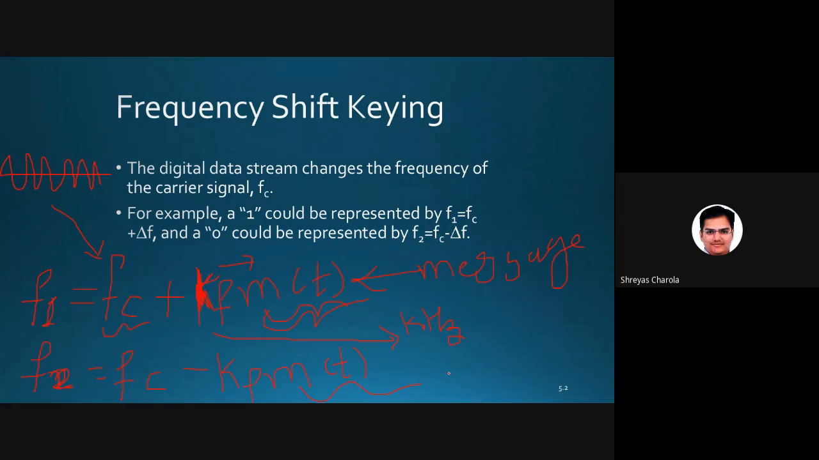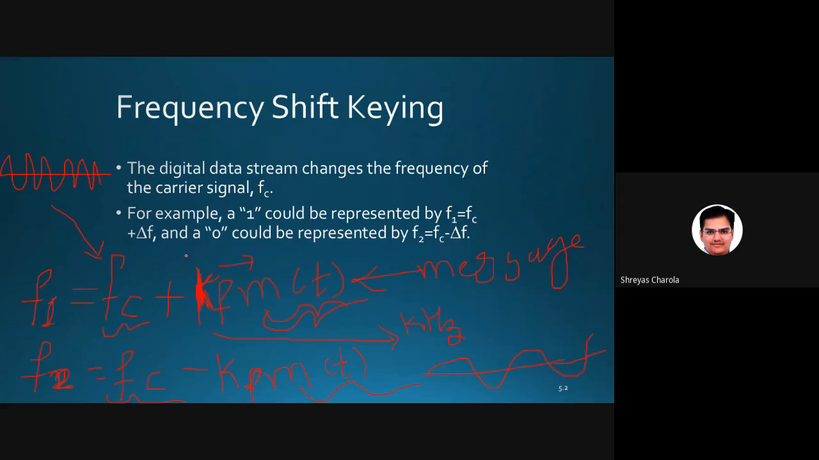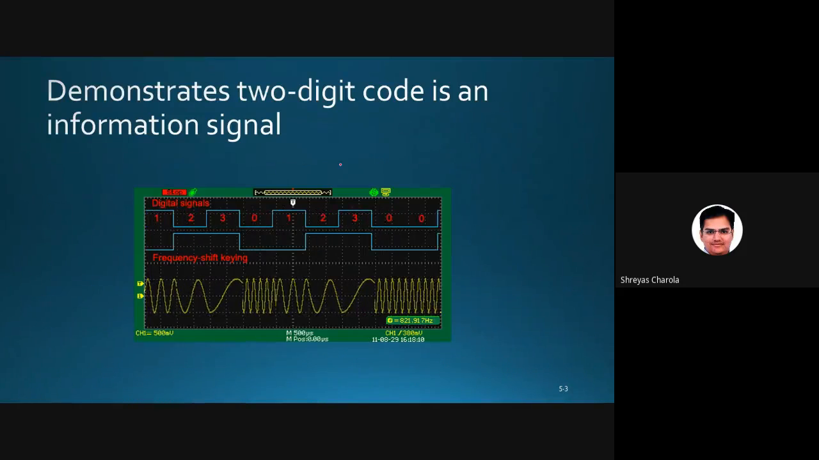Now which are the constant terms? m of t is a constant, carrier frequency is a constant. So if I want to decrease my frequency, I need to subtract some frequency from my carrier frequency such that it has the lowest frequency instead of the highest frequency. So F1 will be equal to Fc plus K of m of t, and F2 will be equal to Fc minus K of m of t. Now here, for F1, the Kf and m of t you can consider as delta F. Okay, so you look at over here.